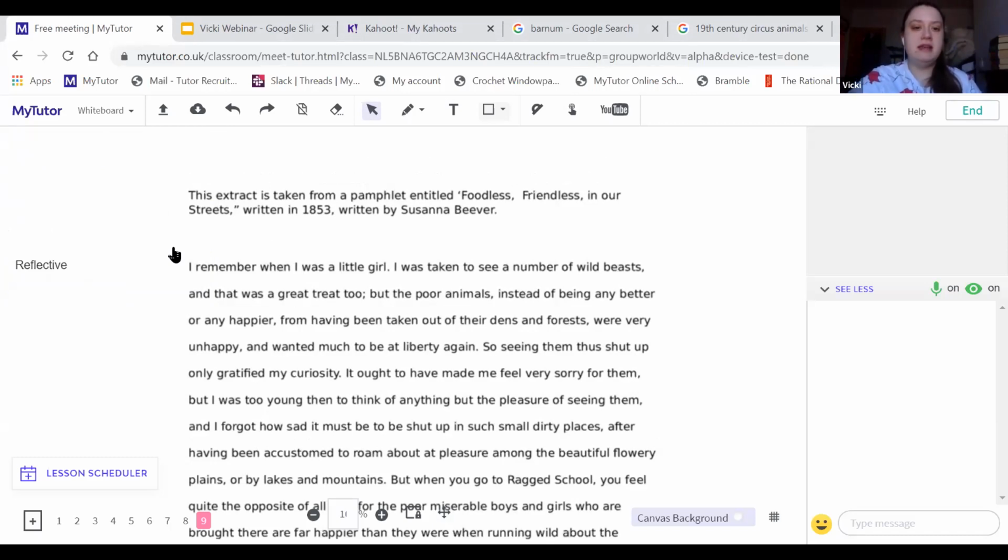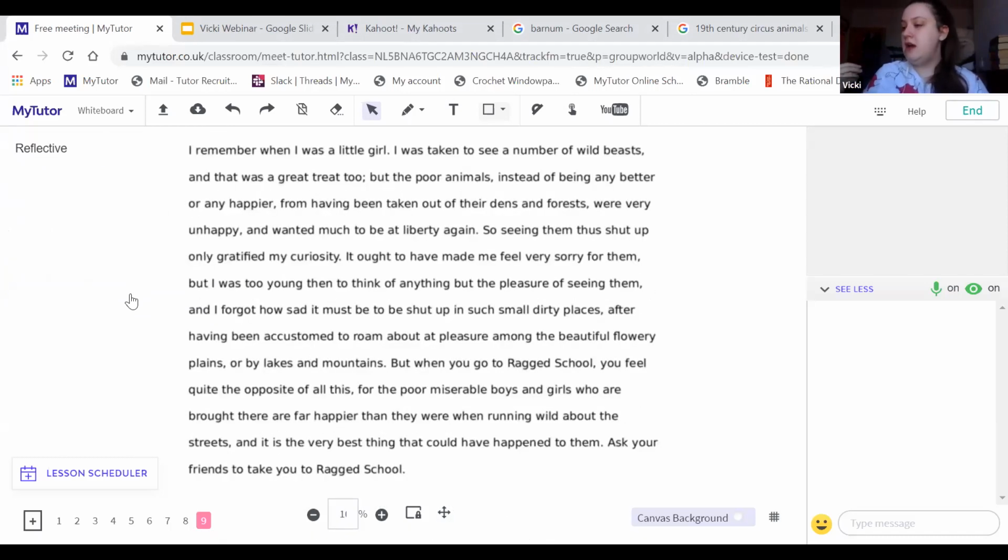It's quite emotive, so talking about how the animals are kept, the types of vocabulary being used. So we've got unhappy, wanting to be at liberty again, so being free. Poor animals, shut up, and then we've got shut up in such small dirty places. So we've got some repetition there.